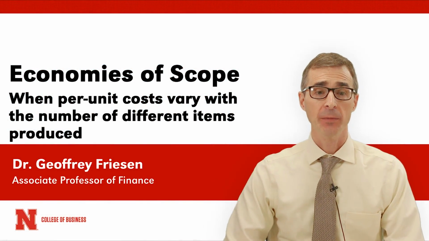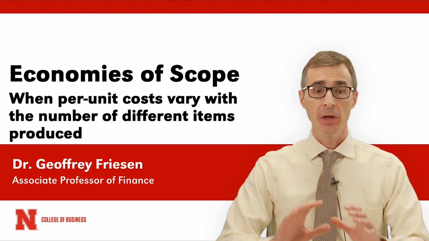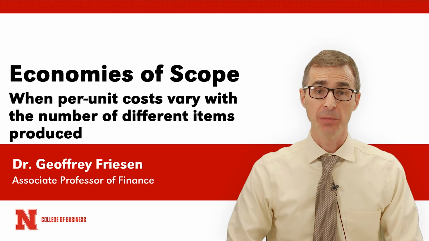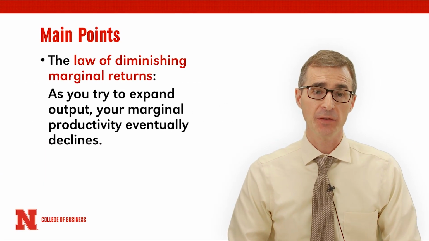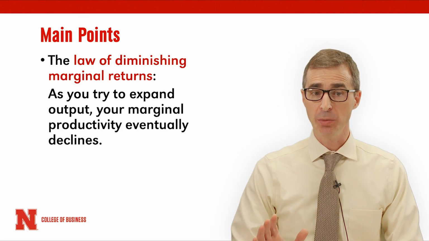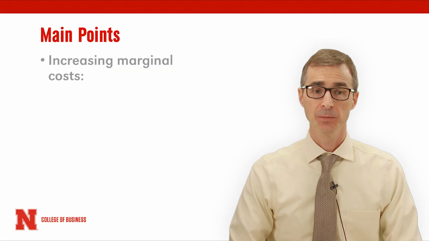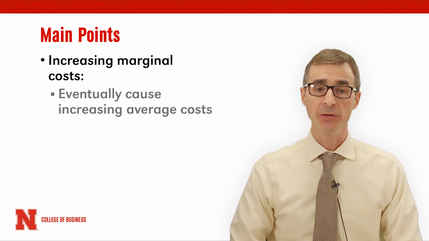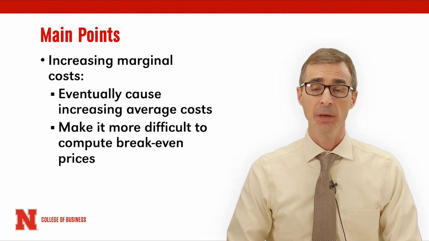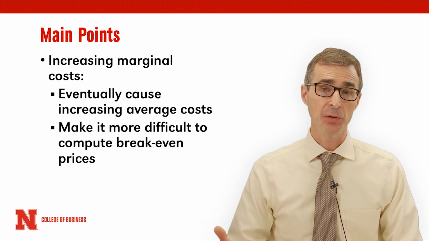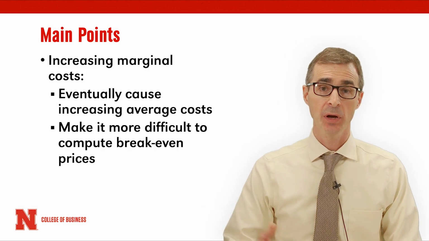In this lecture, I'd like to talk about economies of scope, where the per unit cost varies with the number of different items that are being produced by a firm. Remember that the law of diminishing returns states that as you try to expand output, your marginal productivity will eventually decline. Increasing marginal costs will eventually cause the average cost to increase as well, which of course can make it more difficult to compute break-even prices than it would be in a situation where the marginal cost was fixed.